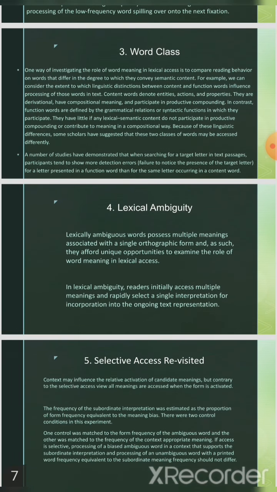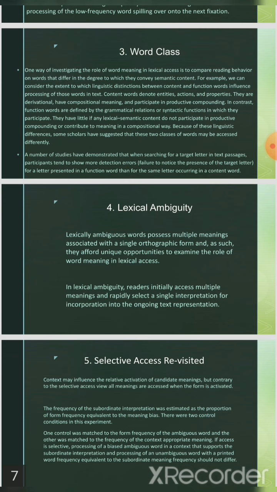The third is word class. One way of investigating the role of word meaning in lexical access is to compare the reading behavior on words that differ in the degree to which they convey semantic content. For example, we can consider the extent to which the linguistic distinction between content and function words influences processing of those words in text.